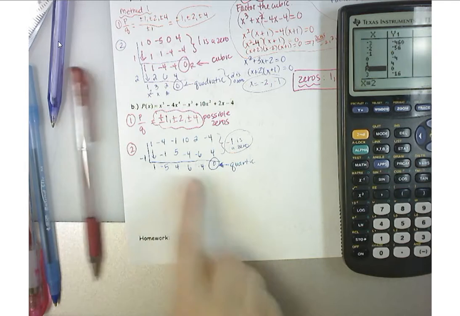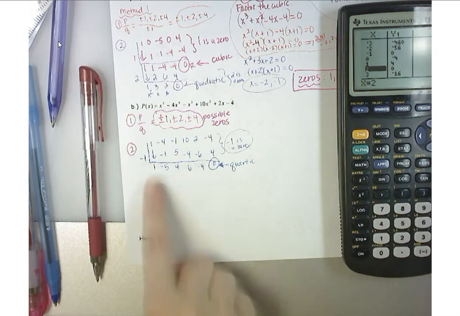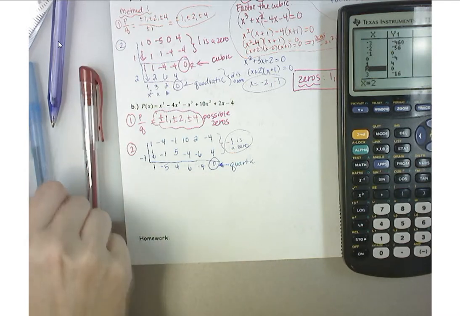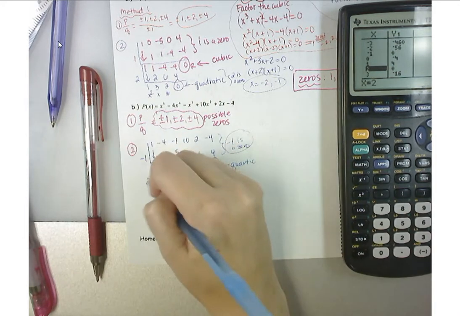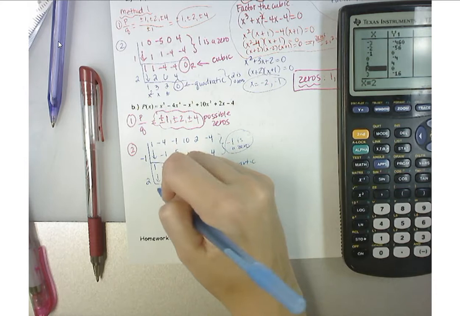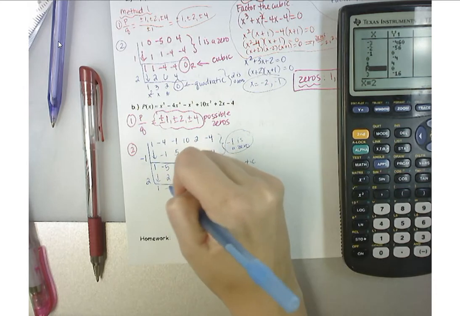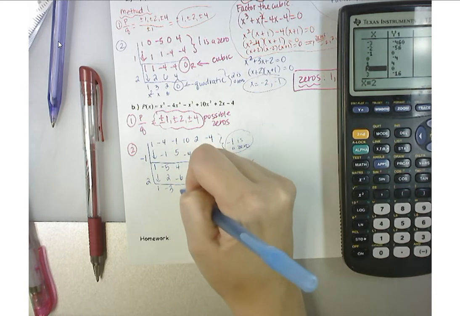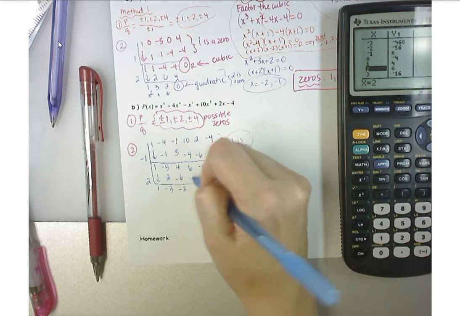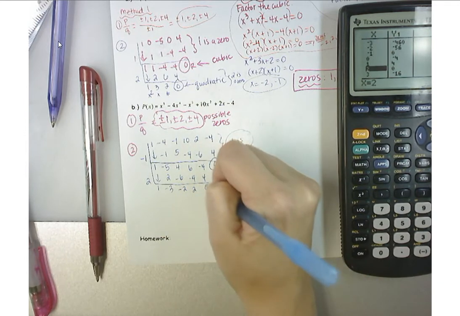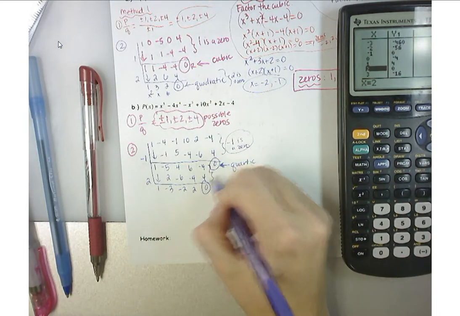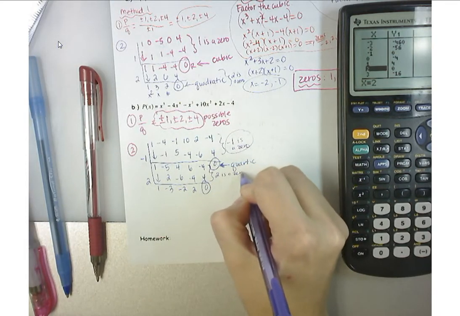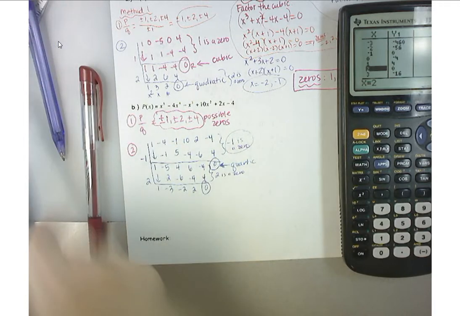So for the quartic, I'm going to use my same setup here, and now I can try the 2 that I saw was a 0. So I'm going to bring down the 1. Yay, 2 is a 0 as well. What kind of equation do I have?